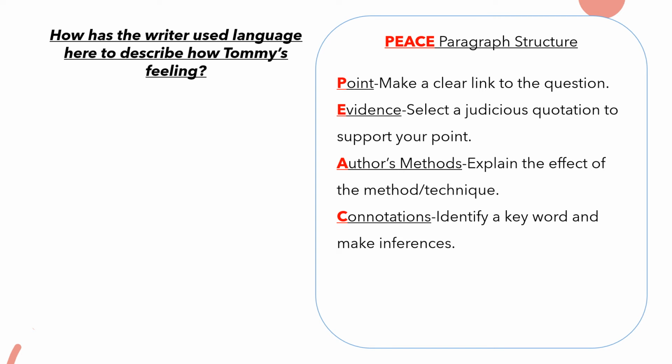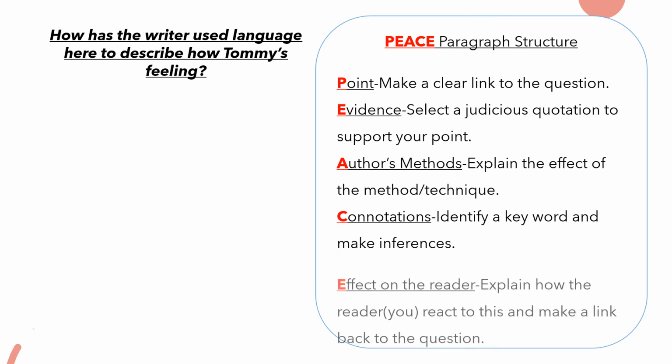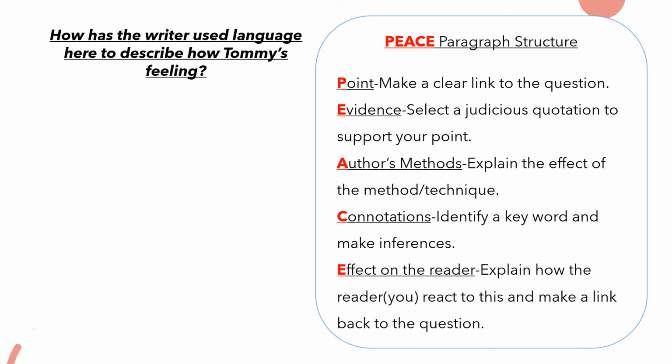Connotations. This is where you're going to zoom in on a key word. You're going to talk about what that word means. You're hopefully going to be able to talk about the word class, and tell me what kind of things you associate with that word and how that can build our understanding of how Tom is feeling at this moment. And the final one is effect on the reader.